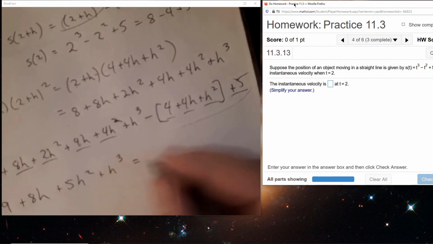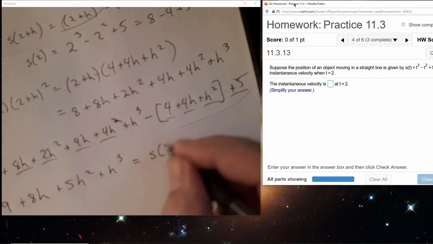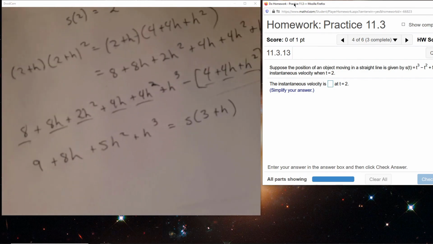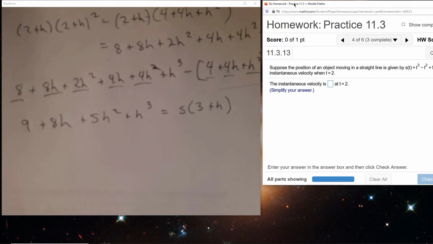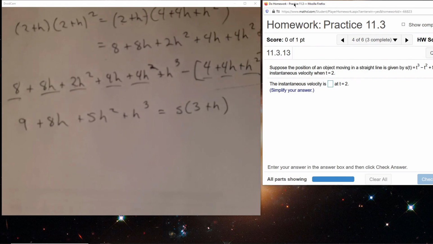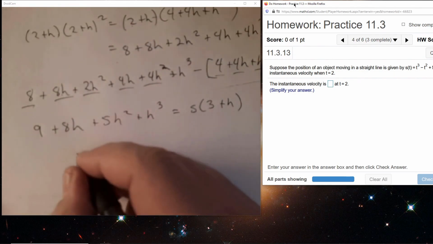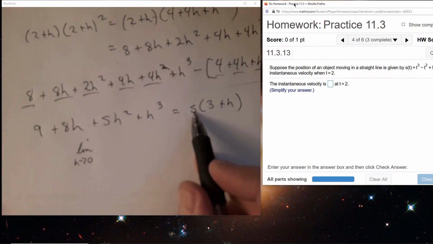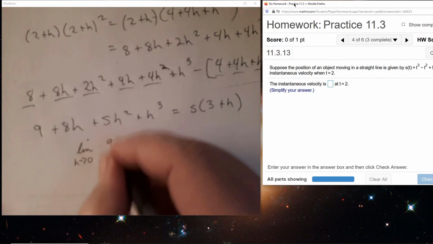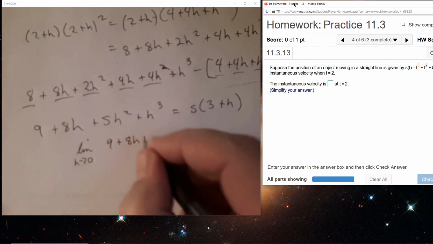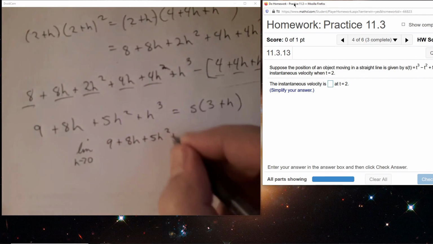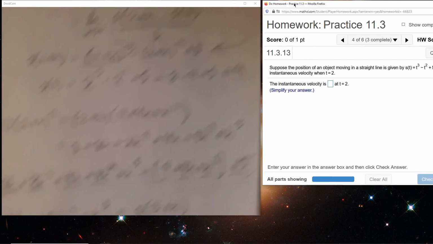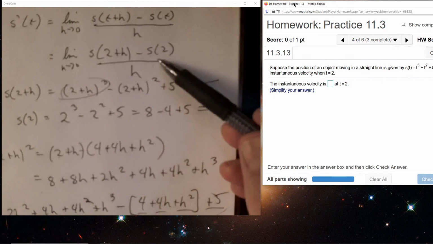This is s of 2 plus h. So there it is in its simplest form. So plugging this in to the limit, the first thing we plug in is this. We have 9 plus 8h plus 5h squared plus h cubed. And then we subtract off. So again, I'm going back to the definition.